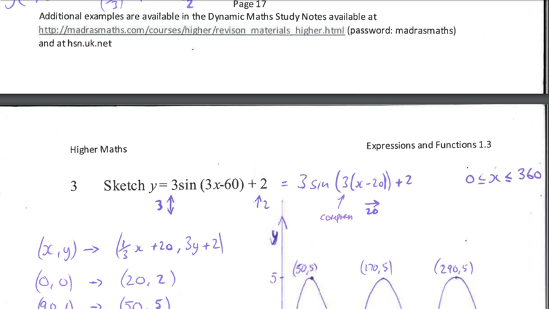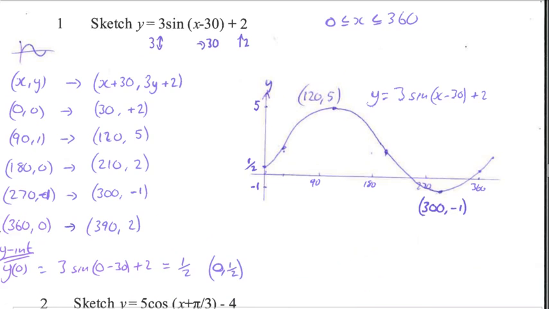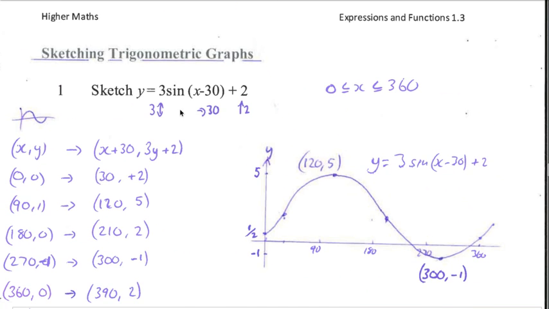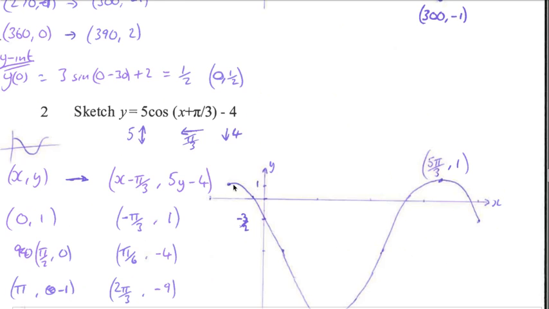Hello and welcome back. We are looking at higher maths functions and graph sketching trigonometric functions. We're going to look at an example with a coefficient of x larger than 1 this time. So in the previous two examples it was 5 cosine x plus pi by 3 and 2 sine of x minus 30.